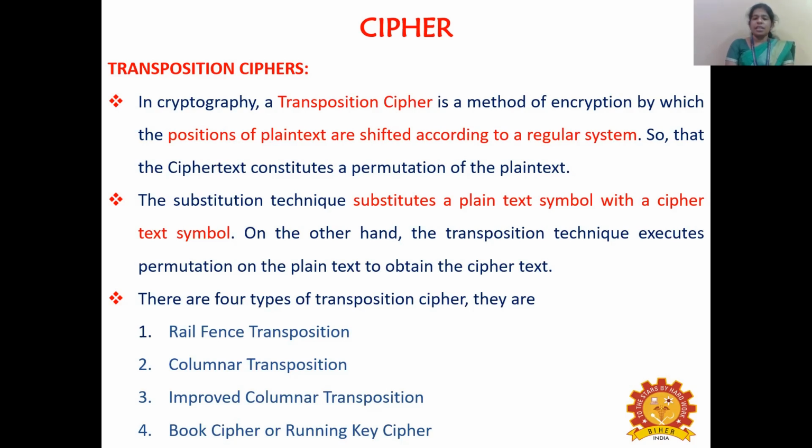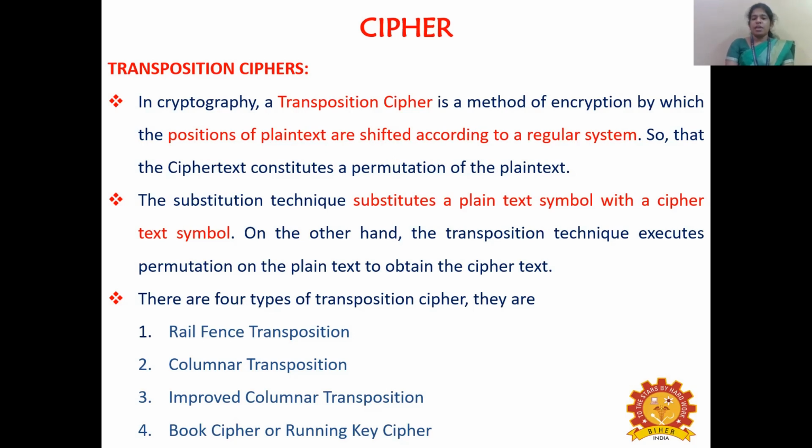The substitution technique substitutes a plain text with a ciphertext. In the first type, substitution cipher, we are going to substitute a plain text: instead of one letter, we are going to substitute another letter. But in the transposition cipher, we are just changing the positions of the plain text. That is nothing but a permutation method. So this is the main difference between the substitution cipher and the transposition cipher. In transposition cipher, we are just changing the positions of the plain text according to our regular system.